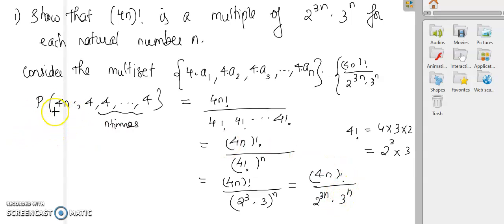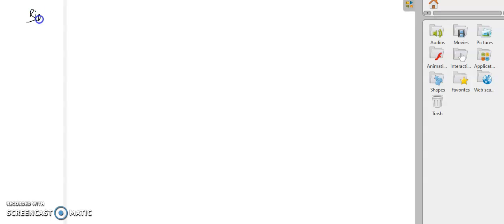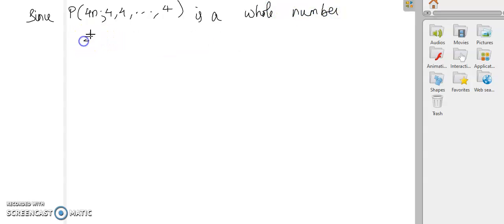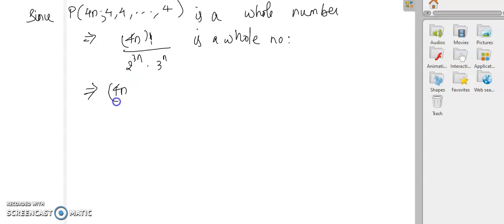Now P of 4n; 4, 4, etc., 4 is the number of permutations, that is the number of arrangements, so this has to be a whole number. Therefore, since P of 4n; 4, 4, etc., 4 is a whole number, that implies 4n factorial by 2 raised to 3n into 3 raised to n is a whole number. So therefore we get a proof.